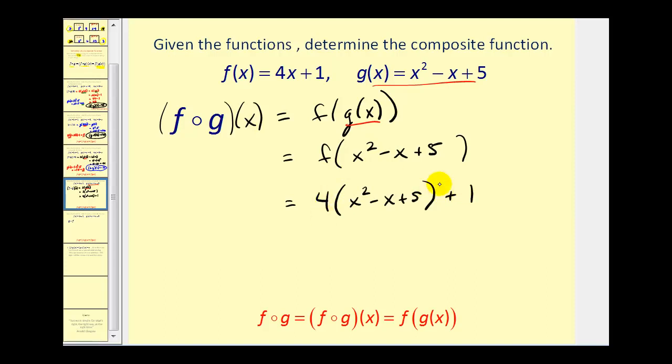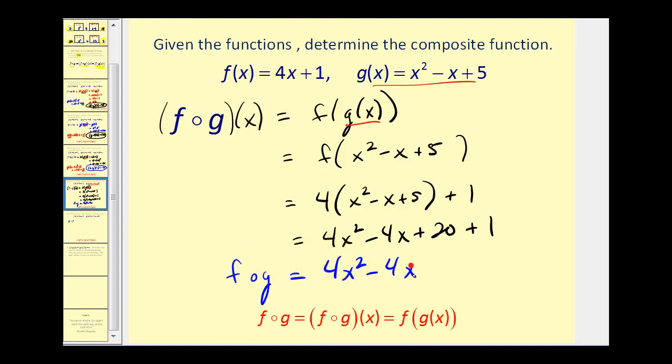So we'll distribute the 4 and then combine any like terms. So 4x squared minus 4x plus 20 plus 1. So f of g is equal to 4x squared minus 4x, and we'd have plus 21. Sometimes these are a little tricky when you first do these, but the process is exactly the same, except instead of having a numerical value, you have to substitute an entire function into the other function.